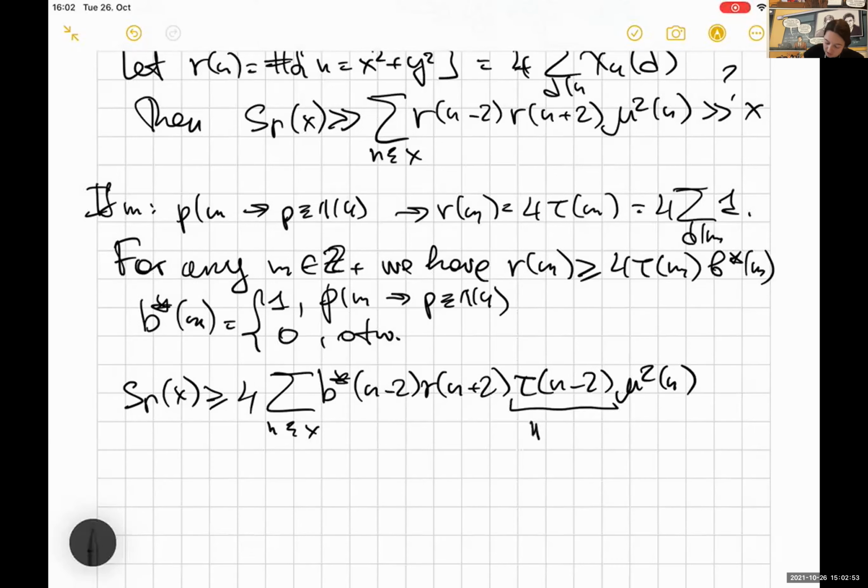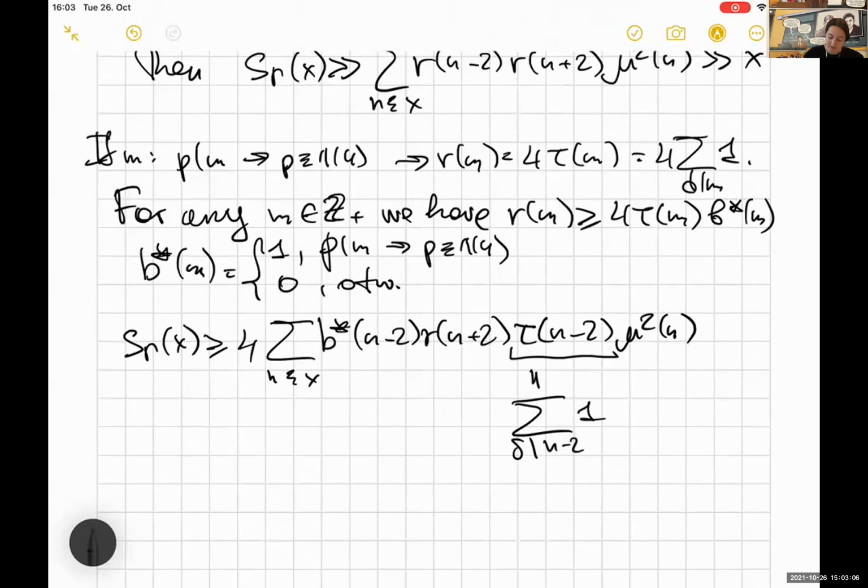Okay, so then I'm going to write this tau as the divisor function, so this means that this one is equal to the sum over delta dividing n minus 2 of 1. And then, of course, I'm going to invert the order of summation, so delta would go up to x minus 2, right? And I'm allowed to write here, well, I lose the factor of 4. So delta is going up to a new parameter capital delta.